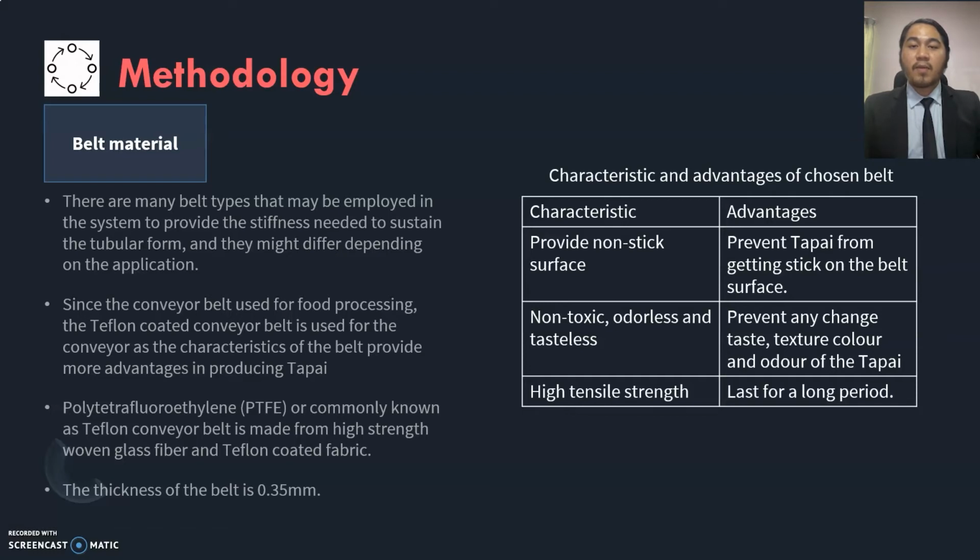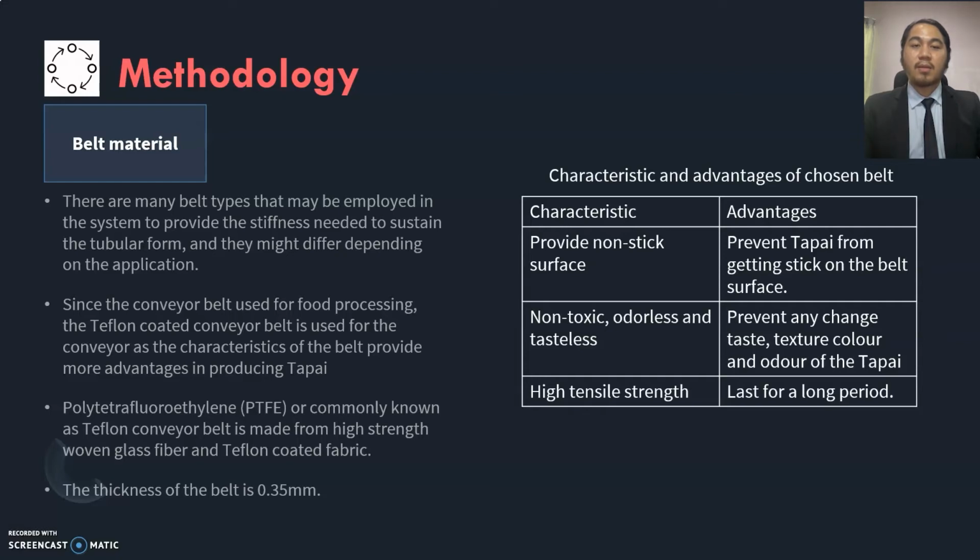Polytetrafluoroethylene (PTFE), commonly known as Teflon conveyor belt, is made from high-strength woven glass fiber and Teflon coated fabric. The thickness of the belt usually is 0.35 mm. The characteristics and advantages of the chosen belt.